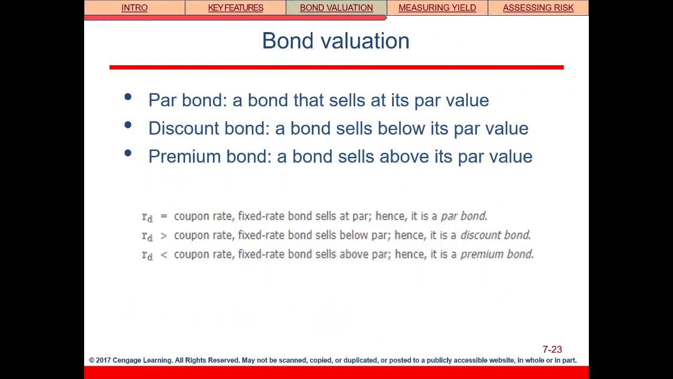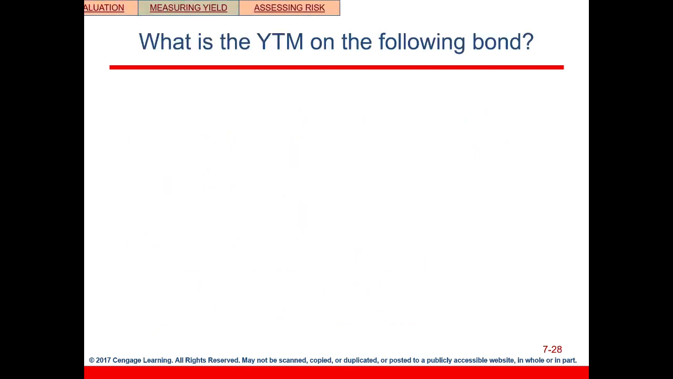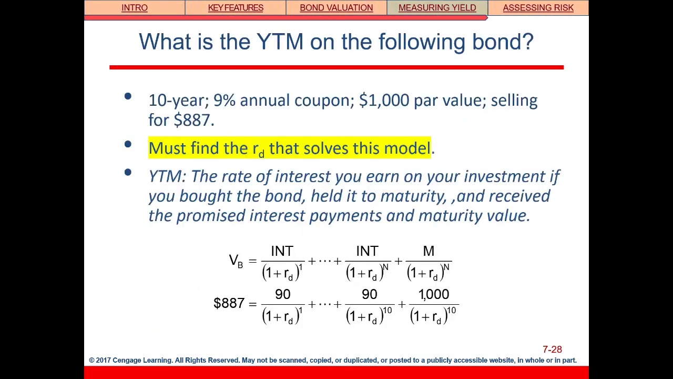Let's go to yield to maturity. Just quickly go through yield to maturity. So what is yield to maturity? That's the rate of interest you earn on your investment if you bought a bond, held it to maturity, and received the promised interest payments and maturity value, right? So it's based on your purchase price, that is the PV, and then also based on your future cash flows, including the promised interest payments and the face value, and also the number of years to maturity. And then the interest rate that solves this model will be the yield to maturity.